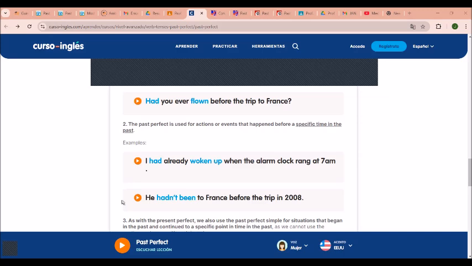Yes. The past perfect is used for actions or events that happened before a specific time in the past. Examples: I had already woken up when the alarm clock rang at 7 a.m. He hadn't been to France before the trip in 2008.